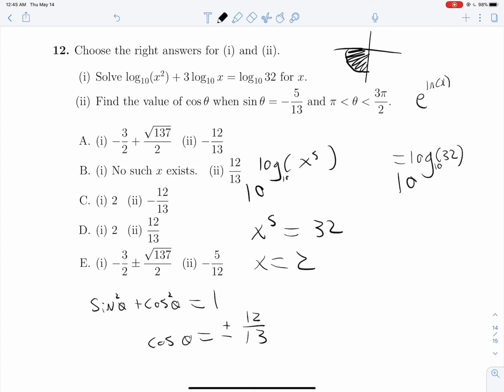But what did we say right here? We said that cosine, our x value on the unit circle, will always be negative between pi and 3 pi over 2. So we can drop the positive, and we see the cosine is just equal to negative 12 over 13. That gives us C as our answer for 12.